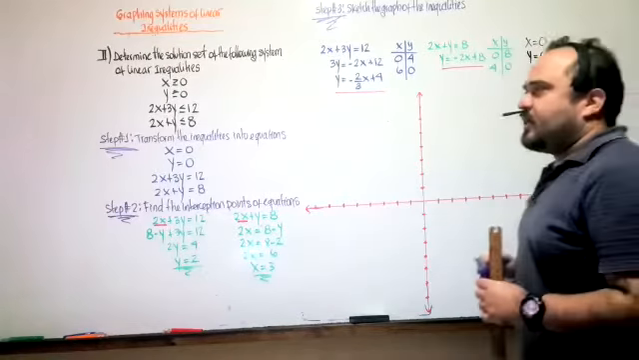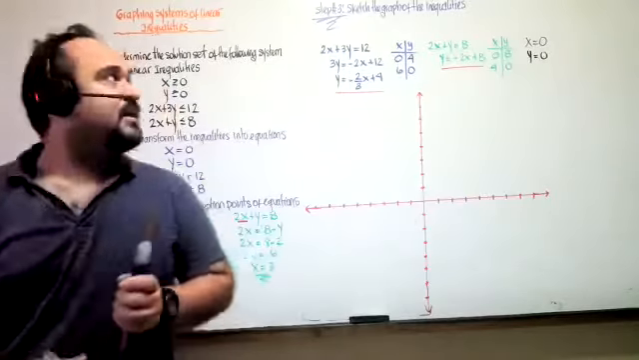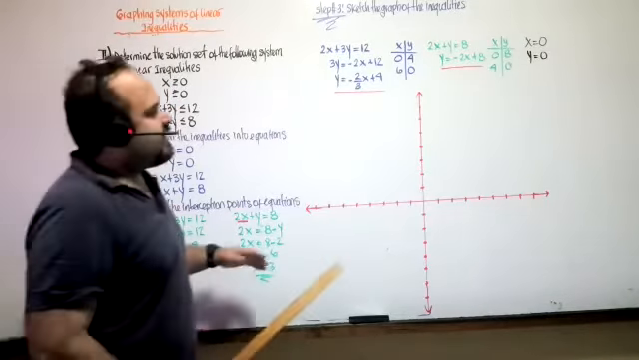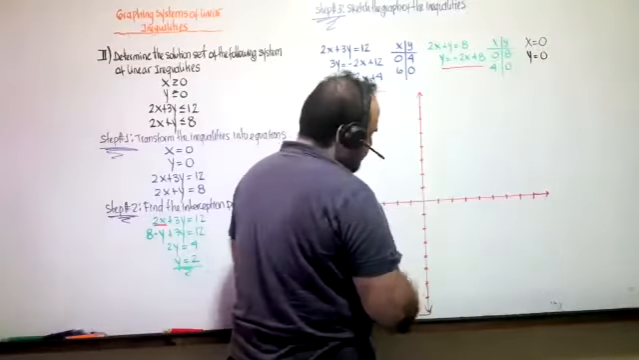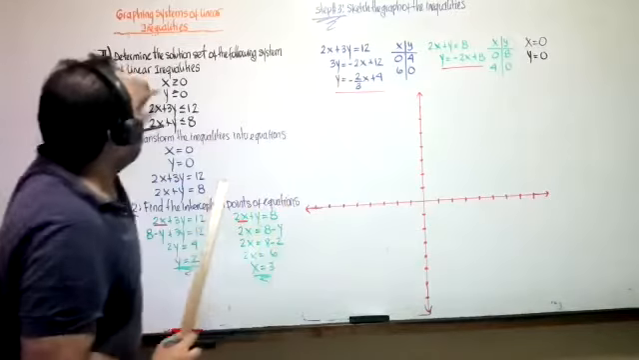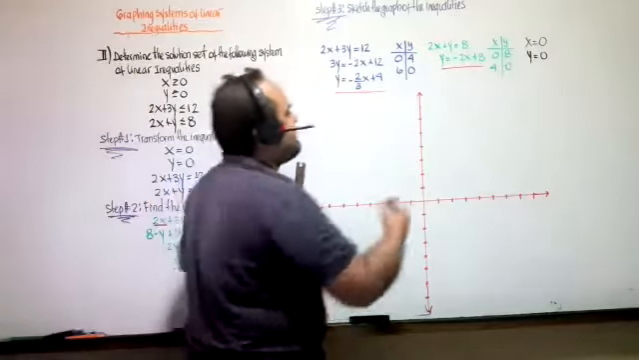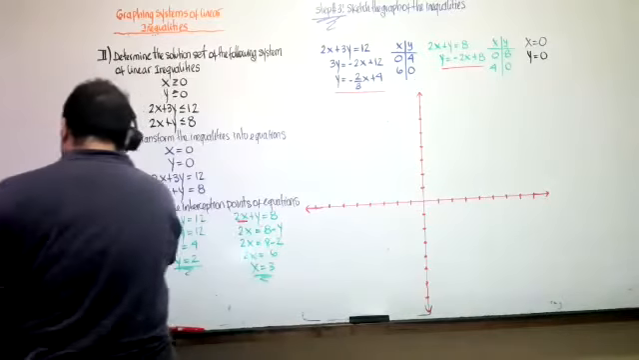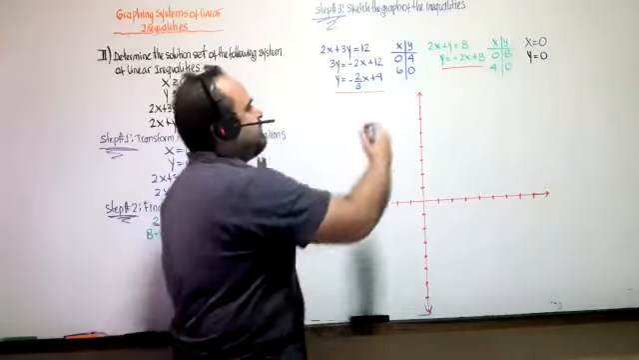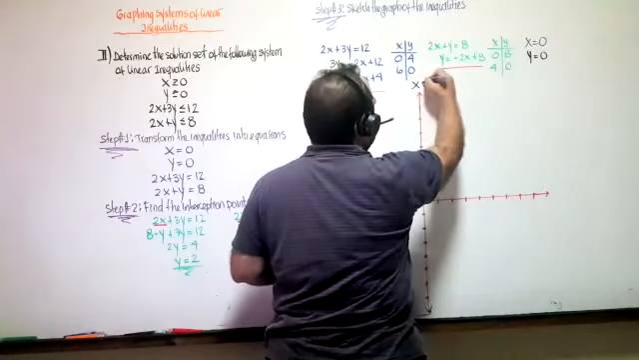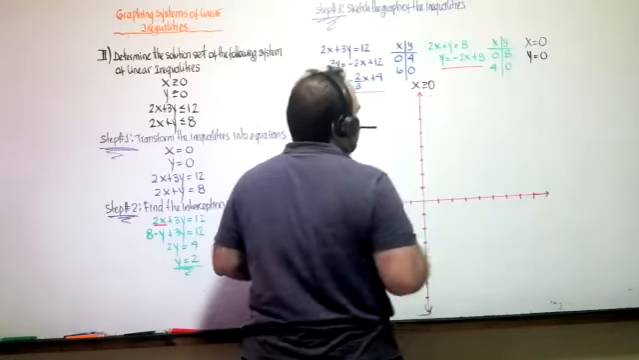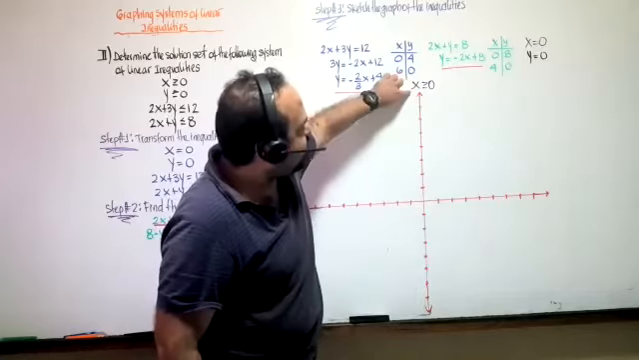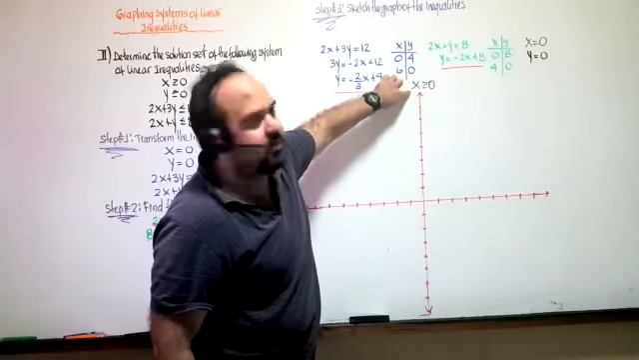This is what I'm talking about. The problem says x greater than or equal to 0. That means the y-axis will belong to the graph of x greater than or equal to 0. I'm going to push this graph over here. So this vertical line represents x greater than or equal to 0.